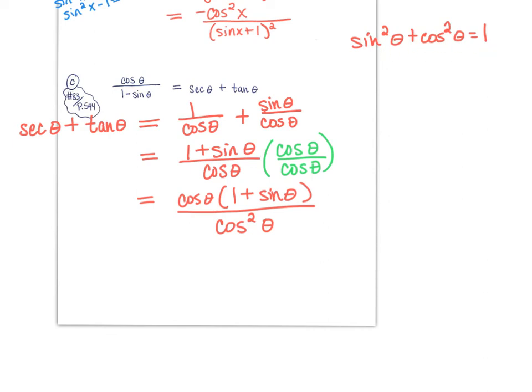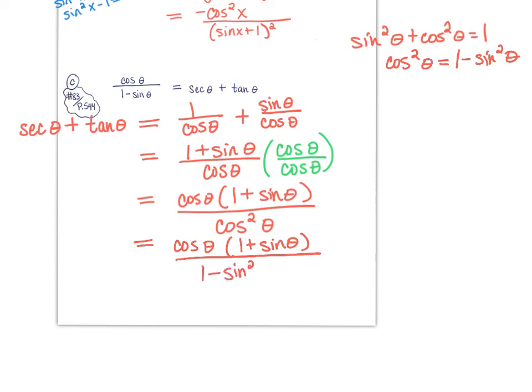So we had to pause for a second and think of a way out. The way out was trying to incorporate an identity, so we had to multiply by 1 in the form of cosine theta over cosine theta. Now we solve this identity for cosine squared theta. We get that's equal to 1 minus sine squared theta. Substitute that in for cosine squared theta. That gives us cosine theta times the quantity 1 plus sine of theta all over 1 minus sine squared theta.